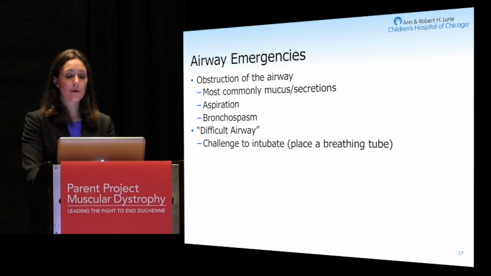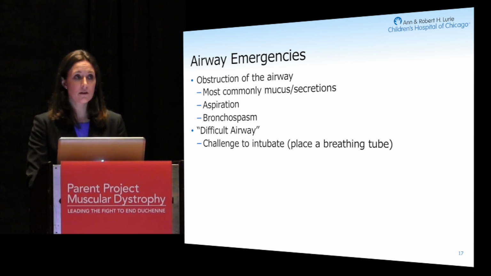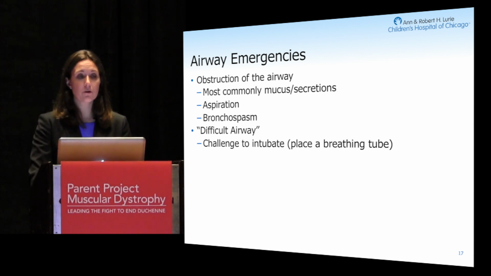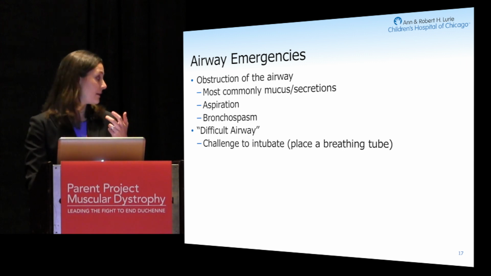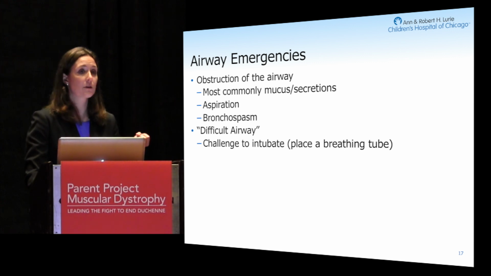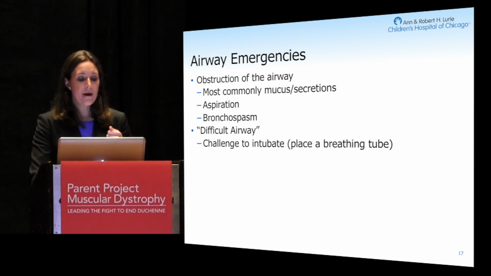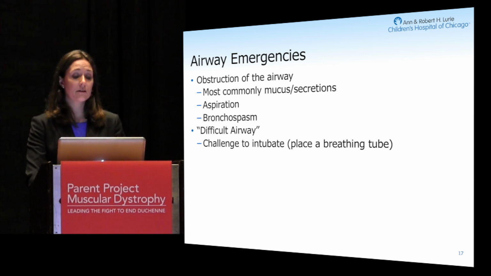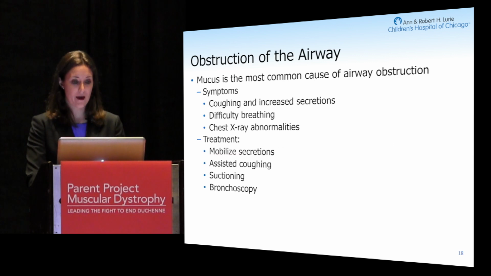And so what is an airway emergency? In general, it's obstruction of your airway, obstruction of those breathing tubes. Most commonly, it's caused by mucus or secretions. Aspiration can create an airway emergency, so that's when you swallow something or inhale something and it goes down the wrong pipe and ends up in your airway. Or bronchospasm, which is more of a constriction of the airways, most commonly seen in asthma, but some people with Duchenne's also have asthma. And then also just talk a little about a difficult airway or a challenge to intubate or place a breathing tube and why people with Duchenne's are a little bit at some risk for that.